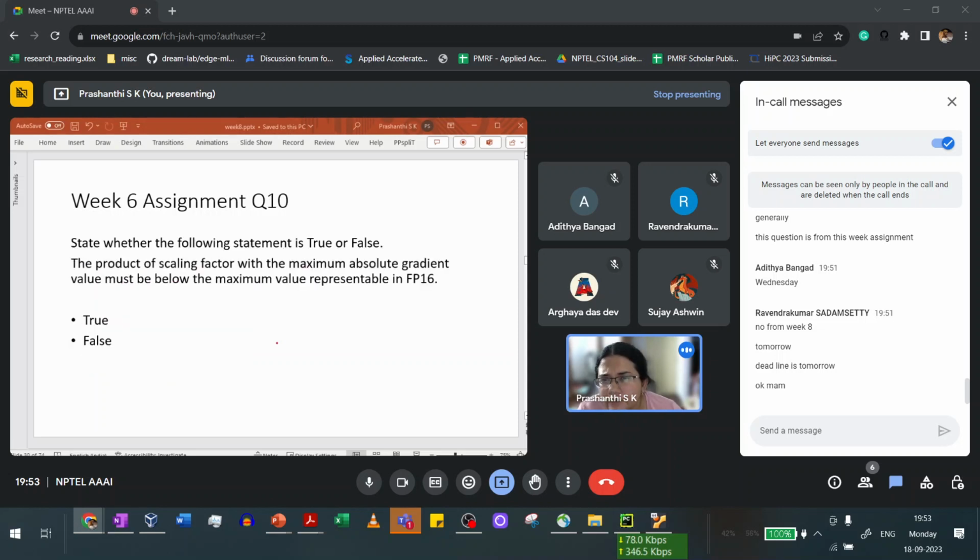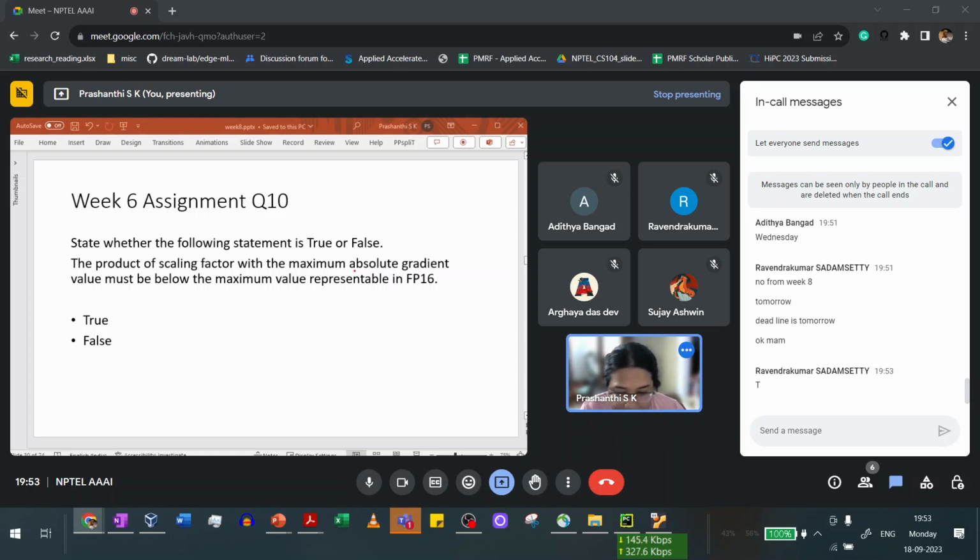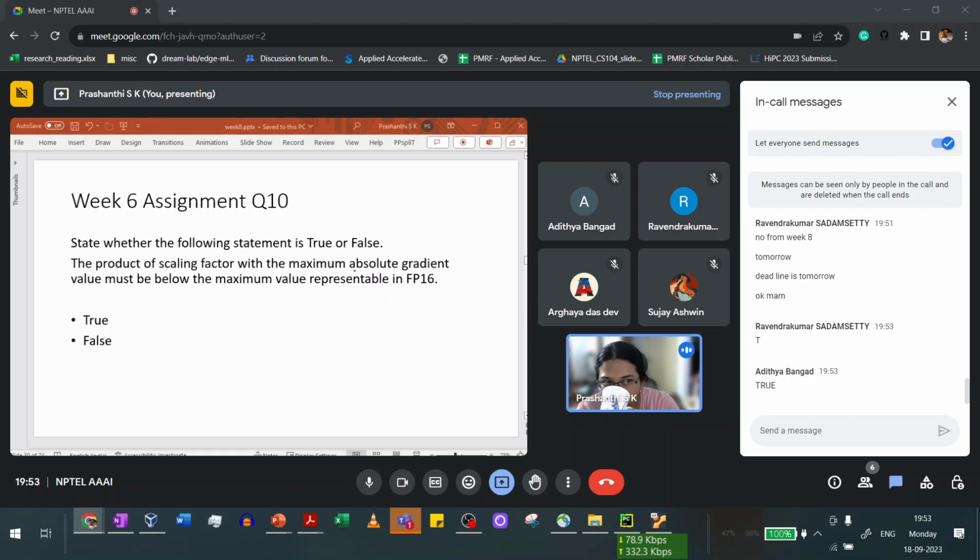Okay, so I think we finished this. So last question, state whether this is true or false. Product of scaling factor with the maximum absolute gradient value must be below the maximum value representable in FP16. True. Okay, any other answers? True. True. Okay, everyone agrees it is true.